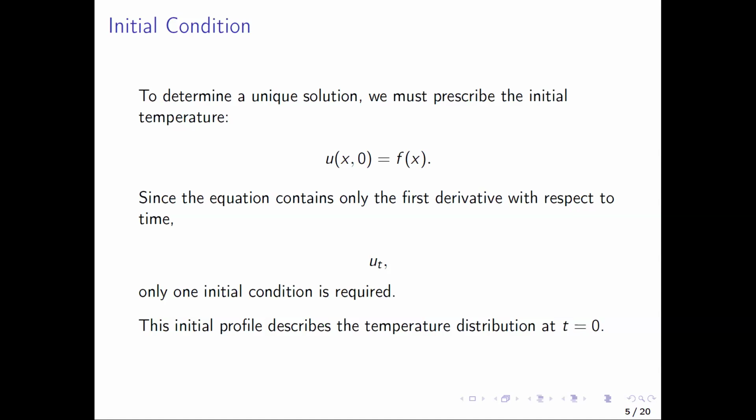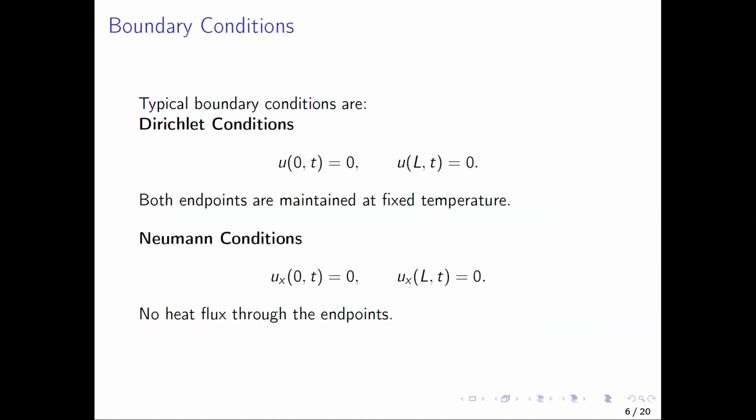So since you have just one first order derivative for t, one initial condition will be required in this problem. This initial profile describes the temperature distribution at the beginning of the problem, at the time 0. What about boundary conditions? Boundary conditions describe what happens at the ends of the rod. For example, if this is the rod, these are the ends, at the position 0 and at the position L, for the beginning and the final point, it describes what happens there.